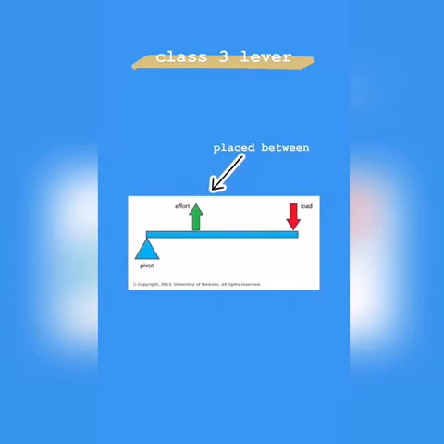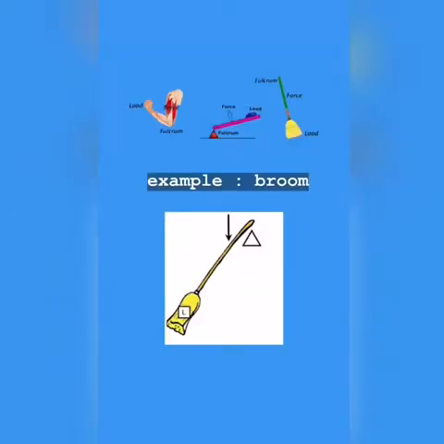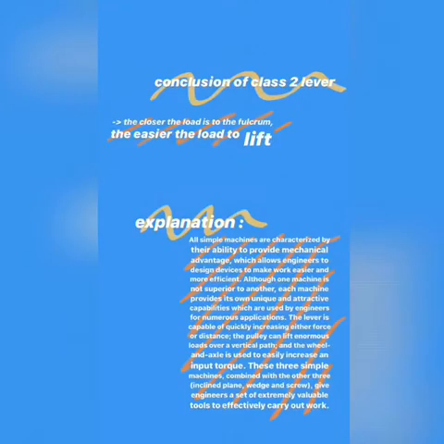Next, for example, broom. The upper part of the broom is called fulcrum. The middle part of the broom is called effort. And so, the conclusion for the class 2 lever is the closer the load is to the fulcrum, the easier the load to lift.